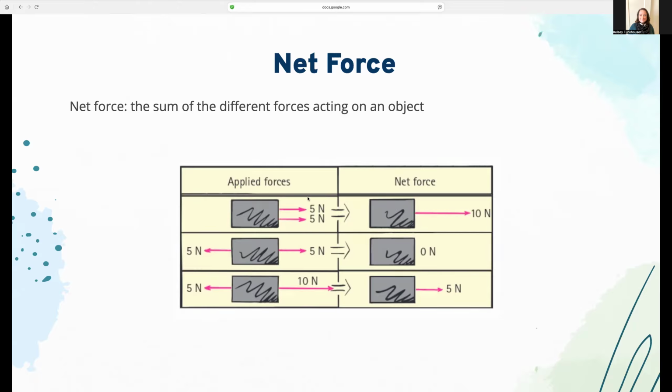So this first one, we have two 5-newton forces to the right. So those are both going to be positive, and they just combine with each other. So our net force is just 10 newtons to the right. The second one, we have 5 newtons to the right, so that's positive, and we have 5 newtons to the left, so that's negative. So when we sum those up, we end up with 0. So the net force on this one is 0. And then for this last one, we have positive 10 newtons to the right and negative 5 newtons to the left. So when we combine those, we're subtracting 5 from 10, and we get 5 newtons to the right as the result.